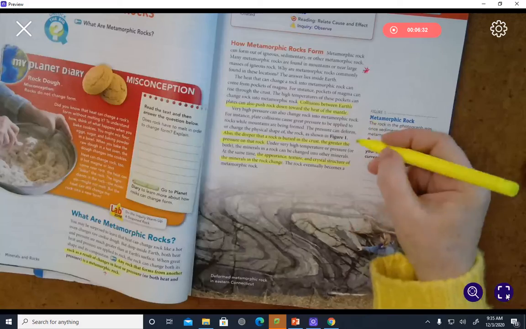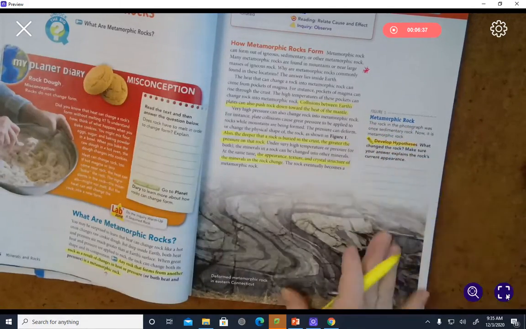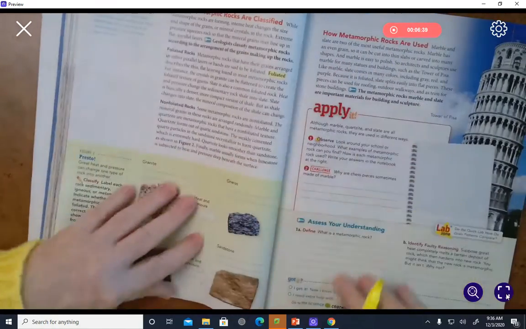Now go over here, there's a pencil. It asks you to develop a hypothesis. I'd like you to write the answer there. Almost finished. Look at right here's the end.